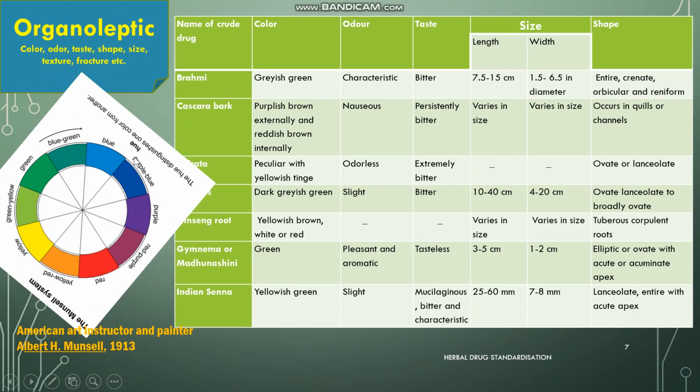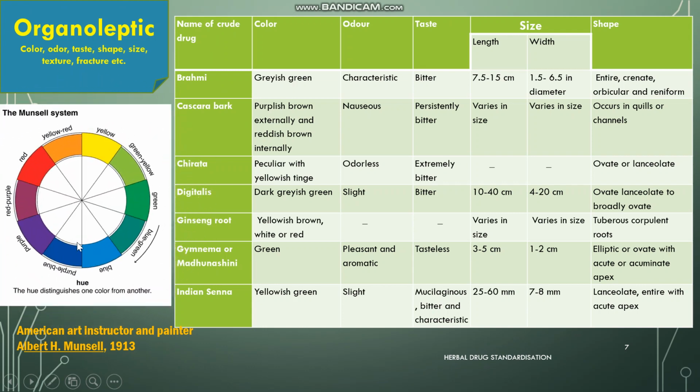These are basically the organoleptic characteristics, and in the allopathic system of medicine we generally use some parameters for color also. This is the Munsell color system, suggested in 1913 by an American art instructor and painter, and we are still using it in the allopathic system of medicine, but it is lacking in the Ayurveda system of medicine. We must have some standard parameters for color also, because this is a very important parameter. I am not saying that there are no standard parameters, but it should be synchronized in such a way that it is documented all over and people can use it.